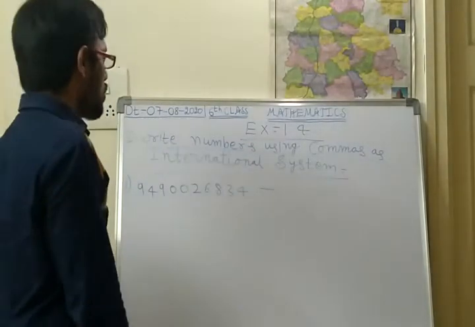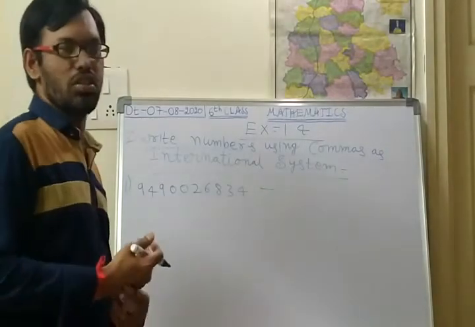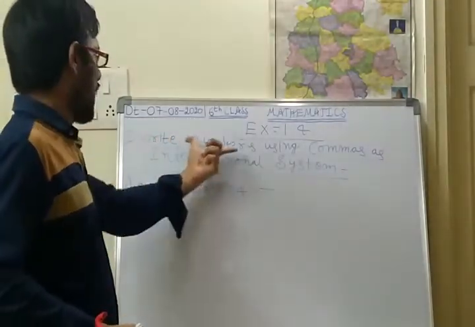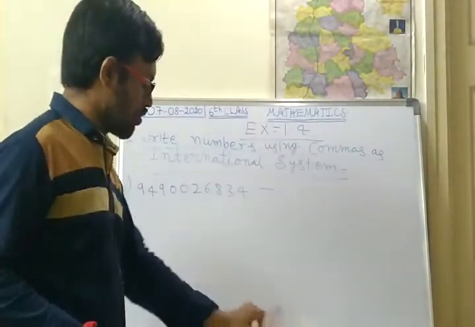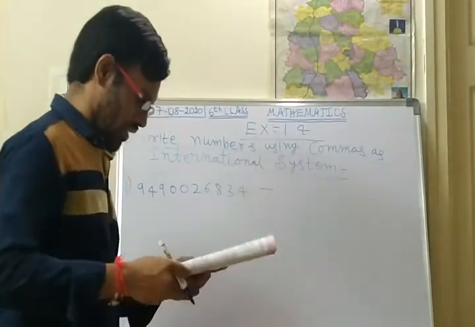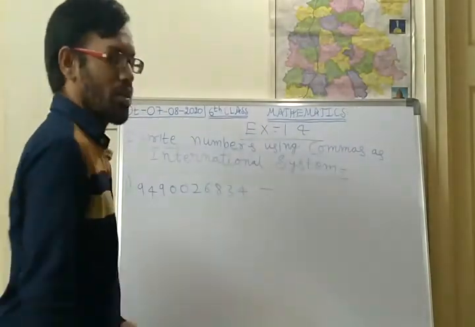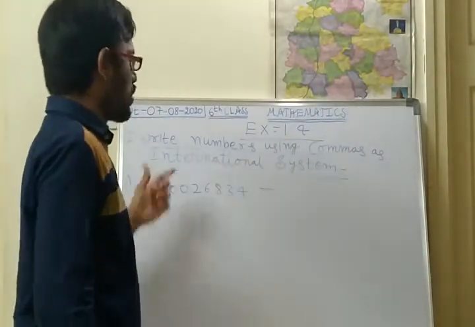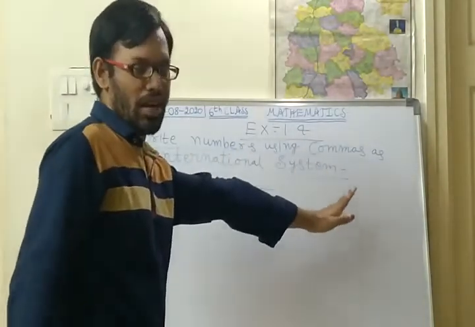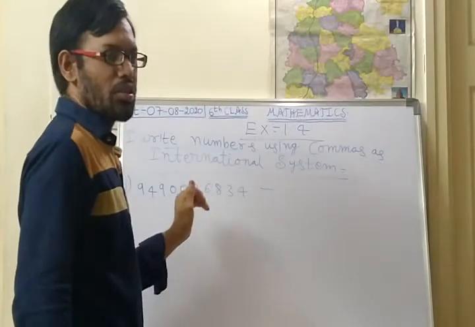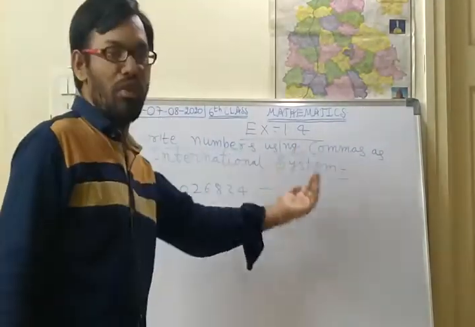So international system is, first of all, only commas we have to place. So what he asked is to write numbers using commas as per the international system. So only commas you have to identify. That much only. Only you have to keep the commas. So how should you keep the commas? International system means starting from the right side you have to place the commas. So in the international system, commas will be coming after every 3 digits from the right side.